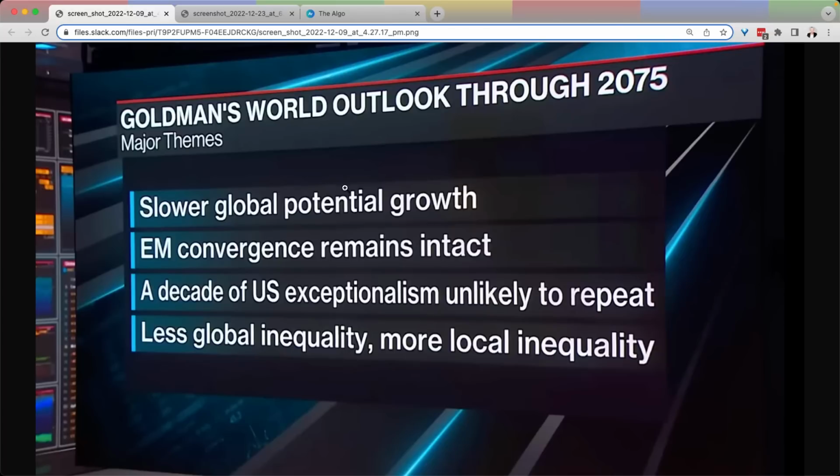Slower global potential growth. Okay. Emerging market convergence remains intact. A decade of U.S. exceptionalism unlikely to repeat. Again, it's a decade. What is that? That's a period of stagnation or stagflation. Also, where the U.S. becomes less competitive on the global stage. Less global inequality, more local inequality.